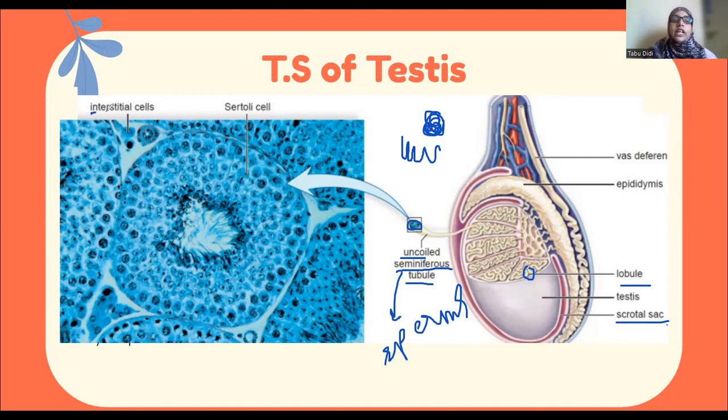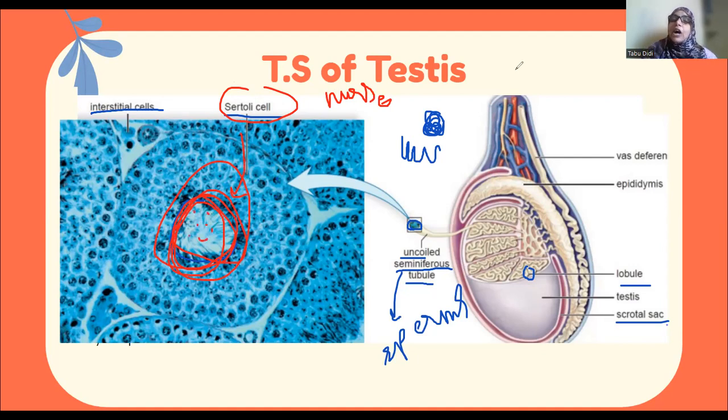Now you can see two labelings over here: interstitial cells and Sertoli cells, and these main cells which you see in the center are the spermatogonia. This is the place where the sperms are growing, produced, developing. Sertoli cells are like nurse cells. They are providing nourishment to these growing, developing sperms.